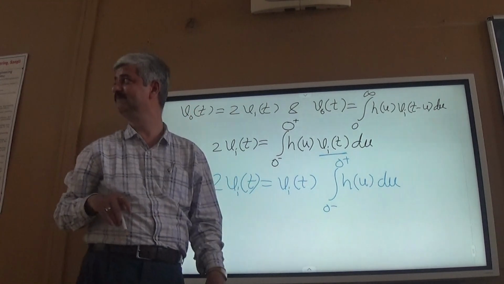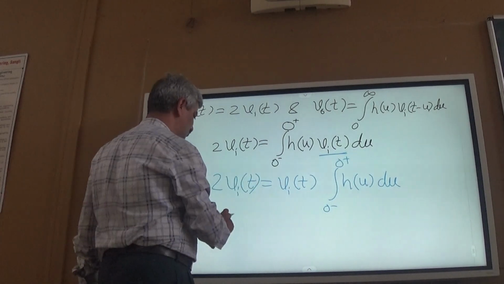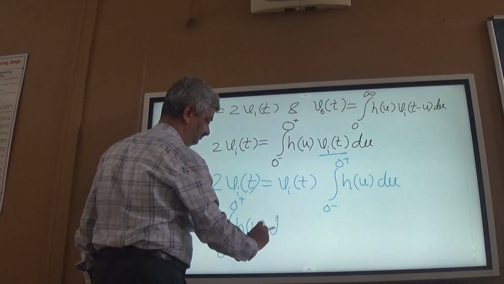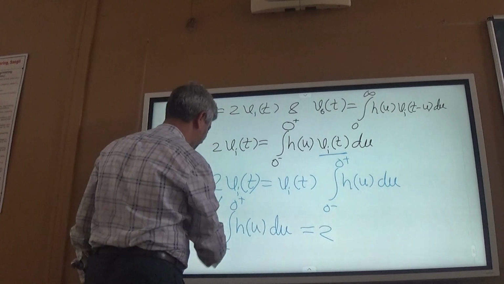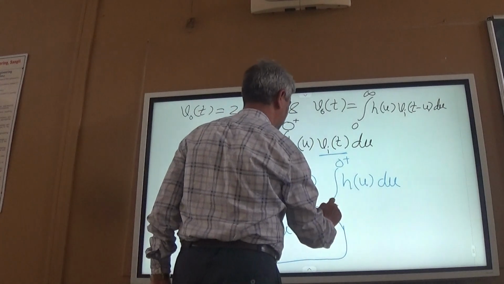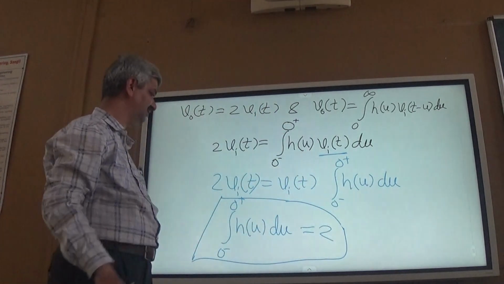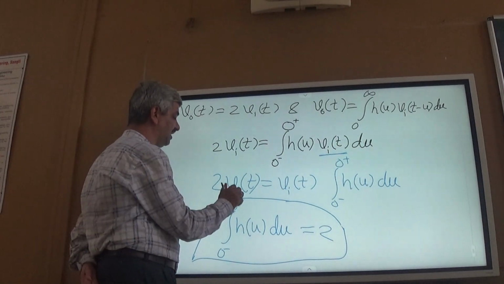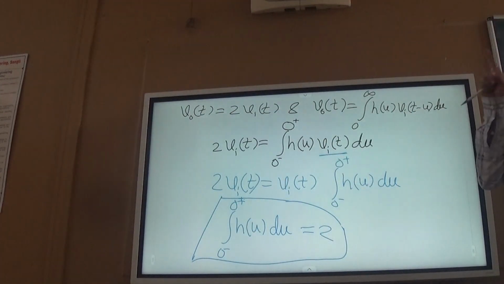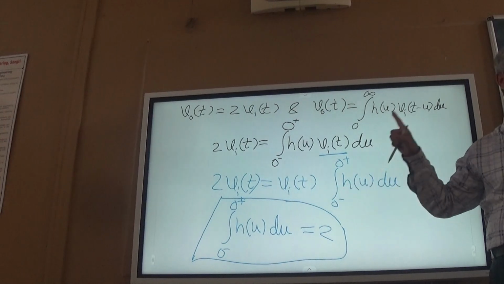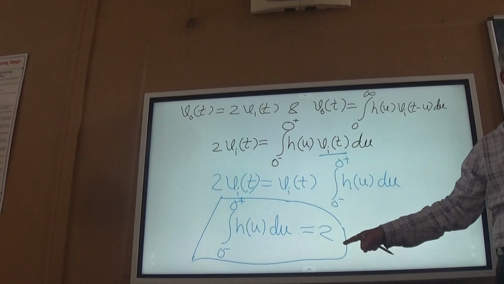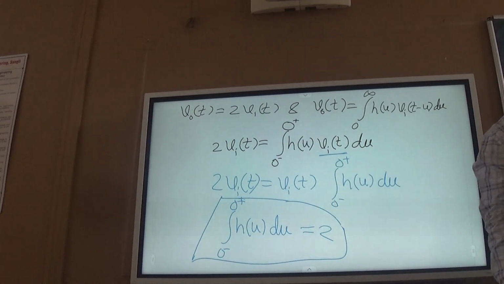So now what can happen? It gets cancelled. So what is h(u)? h(u) is such a function which is, integration of h(u) du from 0 minus to 0 plus is 2. What does it mean?